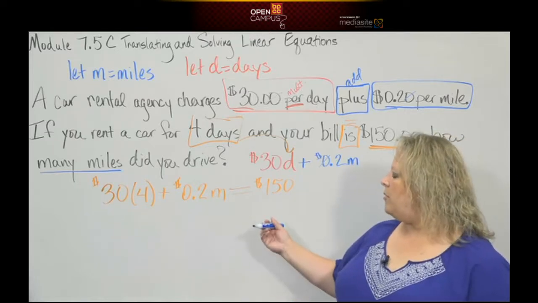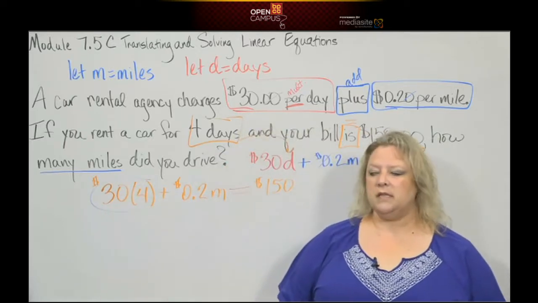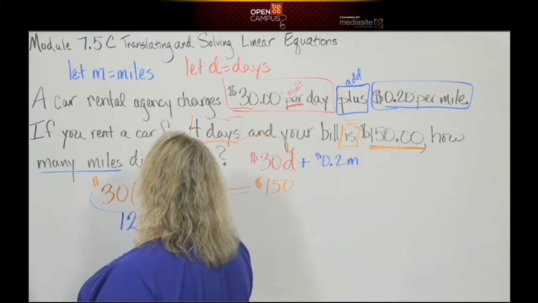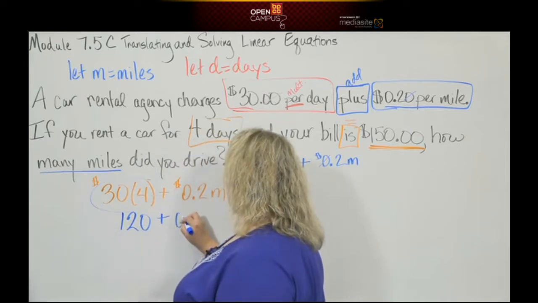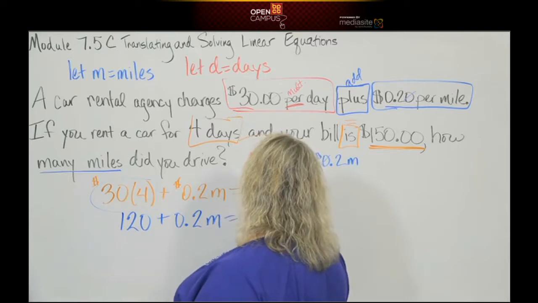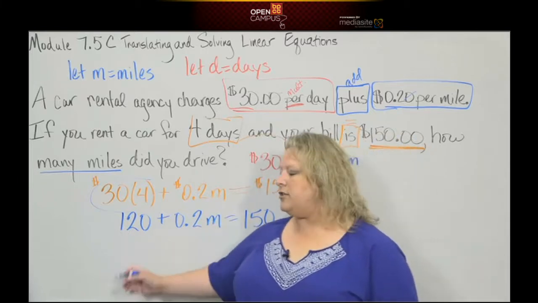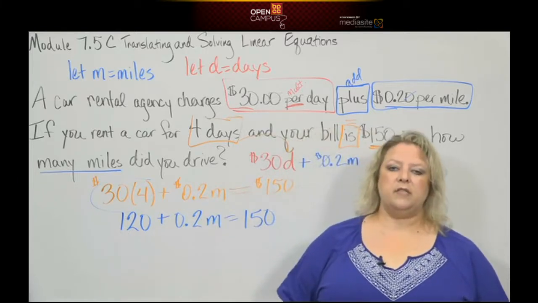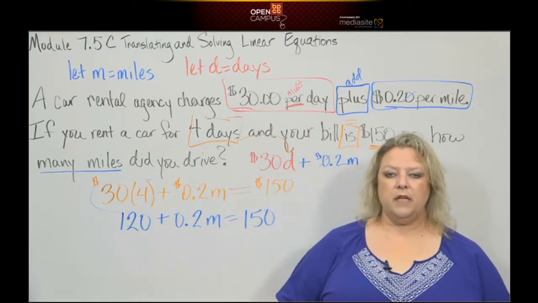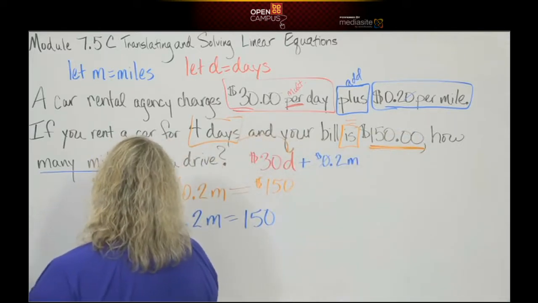To solve for the number of miles, the first thing I want to do is multiply and get rid of those parentheses. 30 times 4 is 120, plus 0.2M is equal to 150. Now I have a two-step equation. So again, how do I solve a two-step equation? I'm going to move my 120 over to the 150 so that I can put my two constants together. So I'm going to subtract, because I do the opposite.